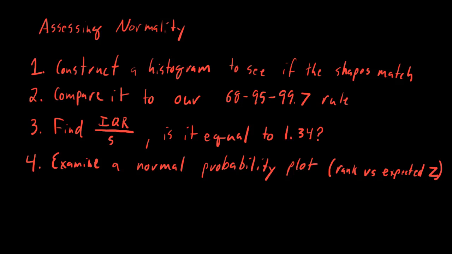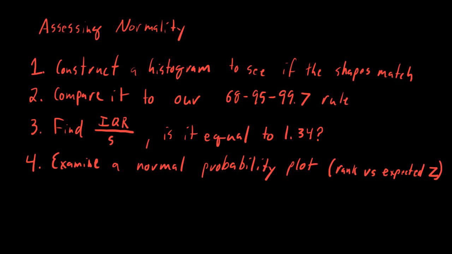First, you construct a histogram to see if the shapes match. This should be pretty obvious. You just try to see if the shape of the histogram looks normal. Second, we compare it to our 68, 95, 99.7 rule just to see if our probability lines up with that rule. The third step is to find the IQR and divide it by our sample standard deviation and see if that's equal to 1.34.